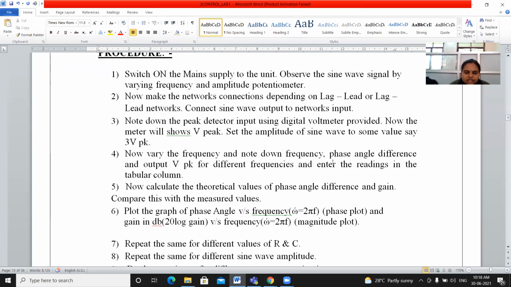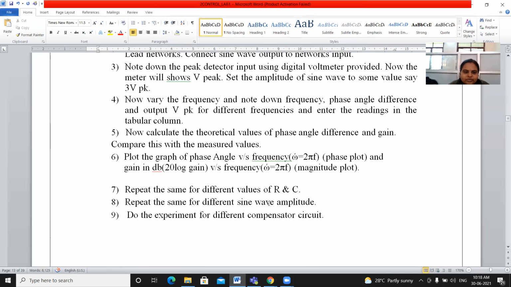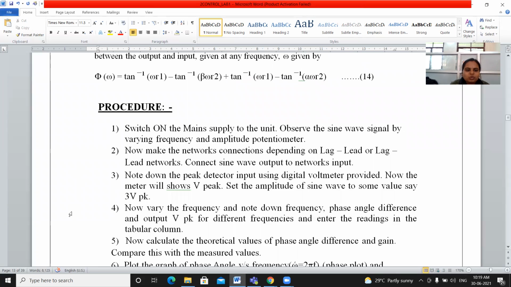Now after taking the readings, calculate the theoretical values of the phase angle difference and also the gain. Compare these with the measured values you have already taken. Then plot the graph of phase angle versus frequency, and gain versus frequency. Repeat the same experiment with different values of R and C, and also change the amplitude of the sine wave. Then you can go with the different compensator networks following the same procedure one by one.